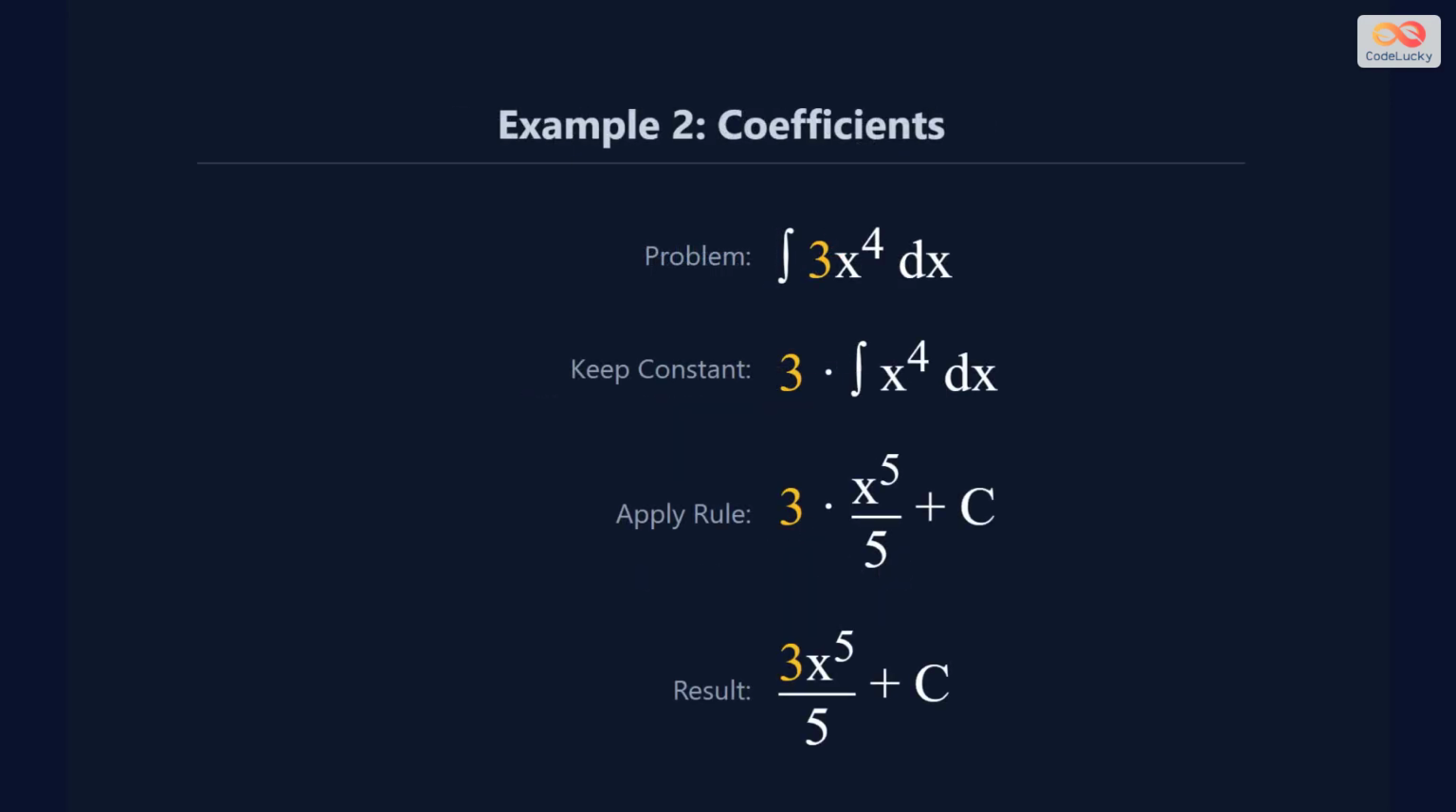What if there is a number in front? Here we have the integral of 3x to the 4th power. We can keep the 3 separate as a multiplier. We integrate x to the 4th to get x to the 5th over 5. Multiplying by the 3 gives us our final answer, 3x to the 5th over 5 plus c.